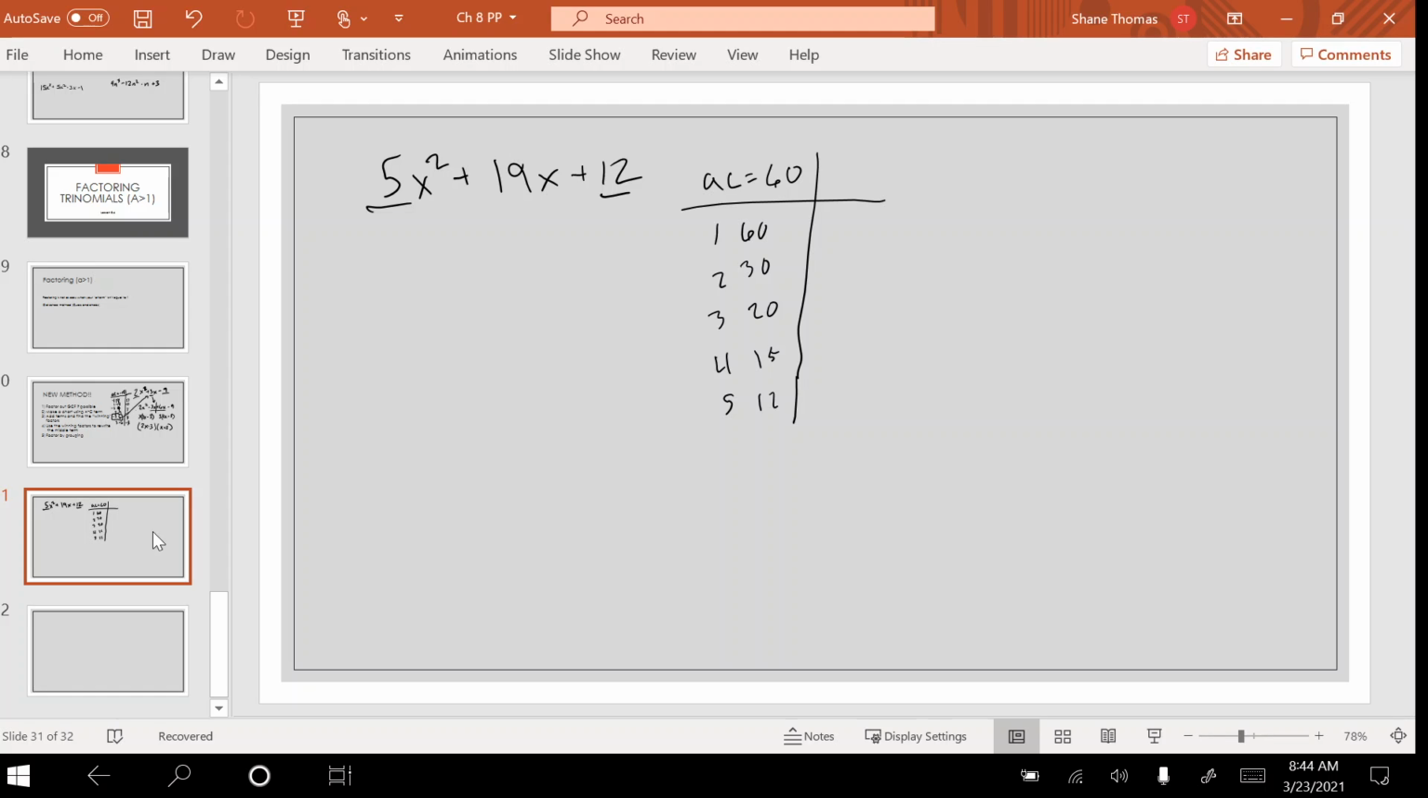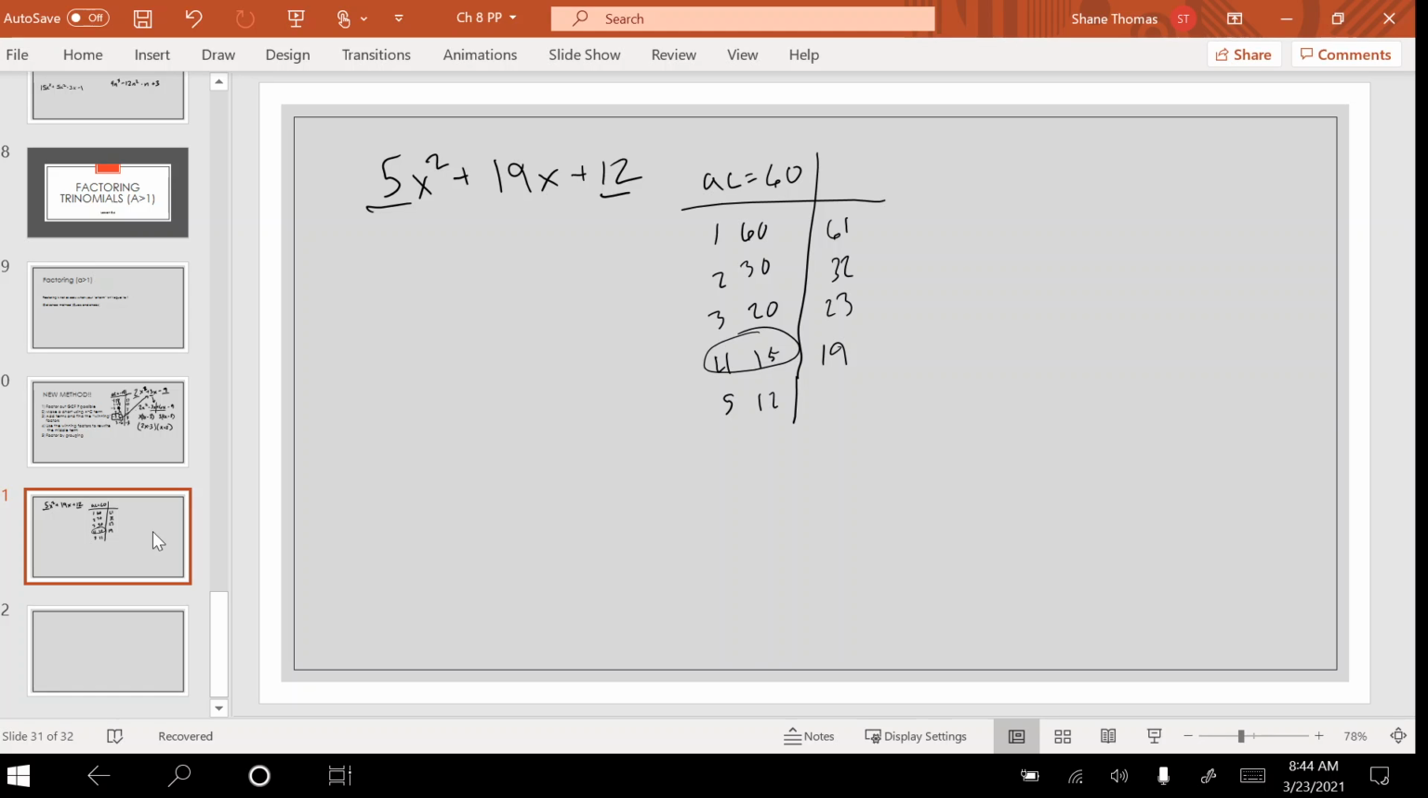Now, this one's easier for us because it's a positive number, and everything's positive across the board. So this is plus plus. What's our final answer going to be? It's going to be plus plus, right? All right, so let's go down through. I mean, we got 61, 32, 23, 19. We got a winner, don't we? Stop right there. You don't have to finish the rest of the list. Okay? Here's my winners.